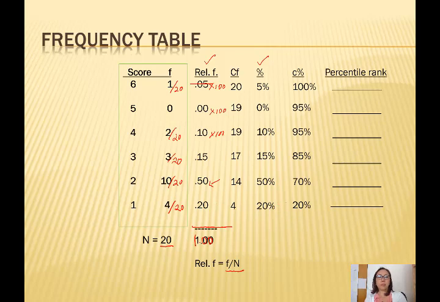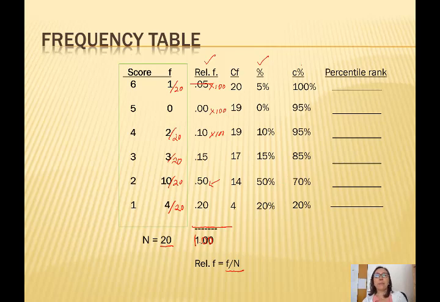Percents are easier to understand because they provide the relative information, right? The context that these percents are based on 20 people. So I can say 50% of my students got a score of 2. Well, that makes sense, right? That's half of the people.